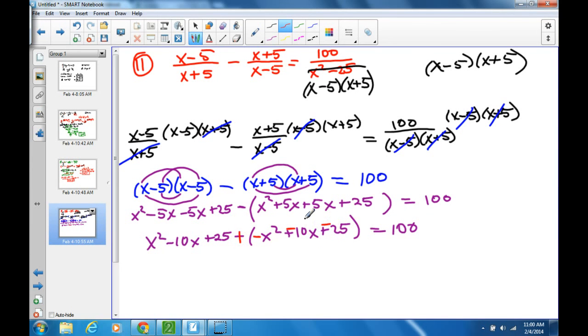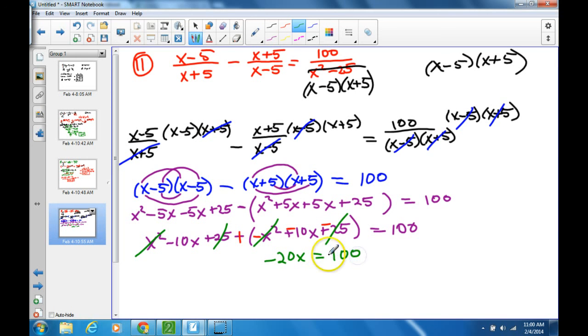Okay? So what cancels out? The x squareds cancel and the 25 and the 25 cancel. What are we left with? Negative 20x. Yep, because negative 10x plus a negative 10x is negative 20x equals 100.